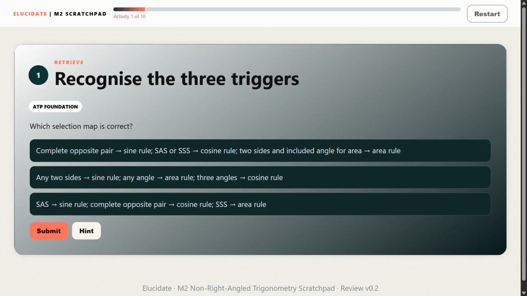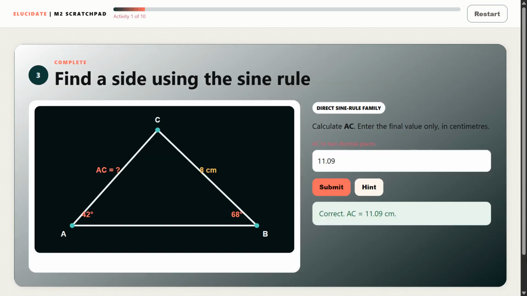In the scratch pad, a complete opposite pair unlocks the sine rule. The question asks, calculate AC. BC equals 8 centimeters opposite 42 degrees, AC opposite 68 degrees. The answer is, AC equals 11.09 centimeters.